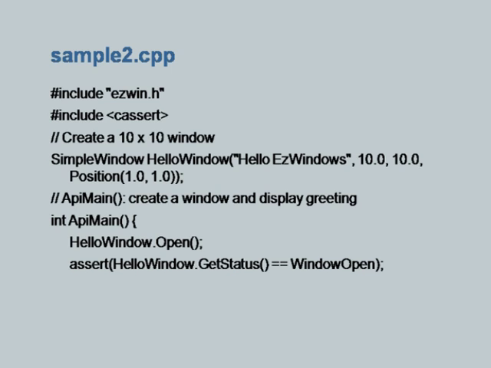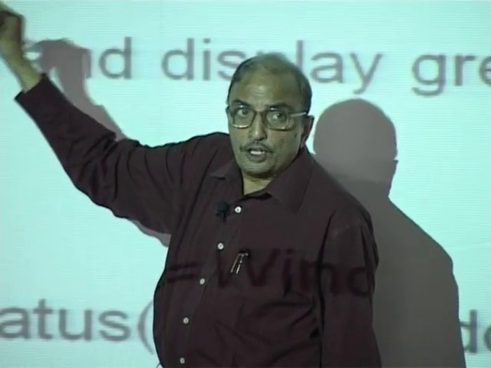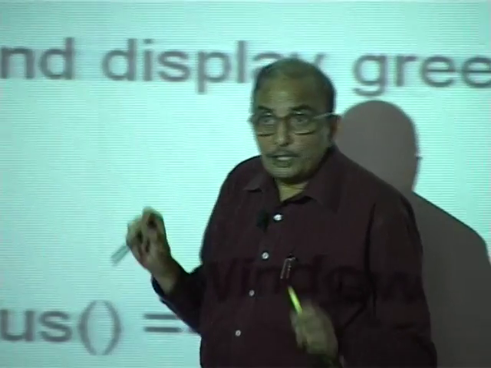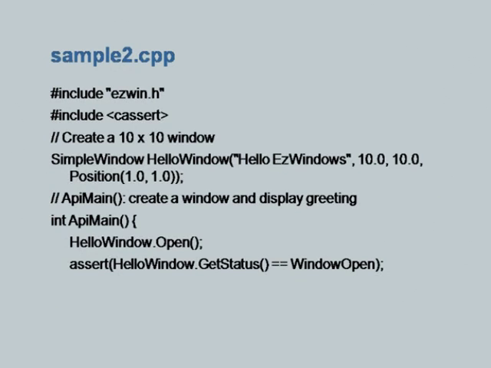That means starting from the left corner of the screen, 1 centimeter here, 1 centimeter here, will be the position of the top left corner of this window. So now I am being very specific about where I want that window and of what size. Okay? Then I say hello window.open. I might have goofed up in giving these values, so I want to be sure that the window actually opened. Note the assert. The assert says hello window.getStatus.